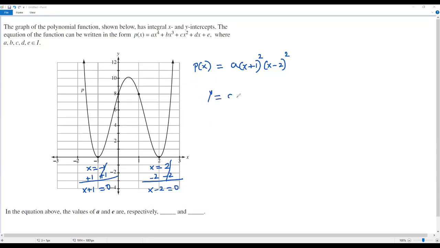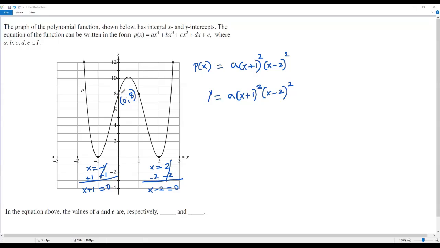Then we get y equals a times (x + 1) the whole square times (x - 2) the whole square. Again, when I look at the graph, the y-intercept is 8. Actually, what is the y-intercept in terms of a point? So it's (0, 8). Whenever we have a y-intercept, the x coordinate will be 0, and the y coordinate is the value on the y-axis where the graph crosses. Here the graph crosses the y-axis at 8, so the y-intercept is (0, 8).